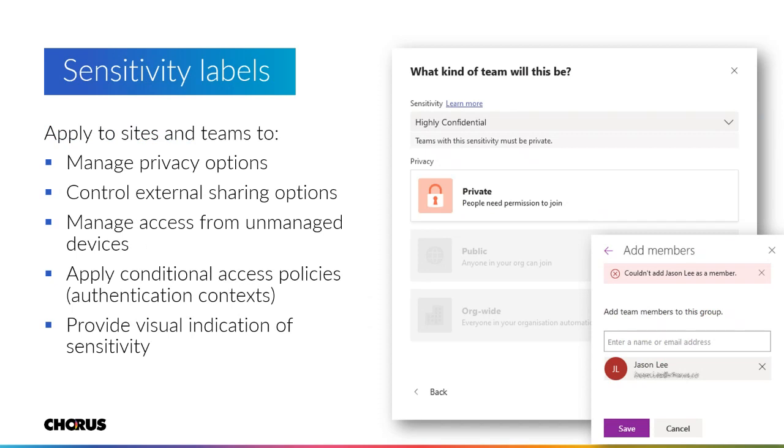If we apply our labels to sites and teams, we can manage the privacy options. So you can see that over here on the right hand side. You can force teams to be private or public. We can control whether the site and team owners can add external users. We can manage access from unmanaged devices. So if we've got a sensitive team, we can say you can only access it on an Azure AD joined managed device. And we can apply conditional access policies. So we use authentication context to tie specific conditional access policies in Azure AD to specific classification levels.